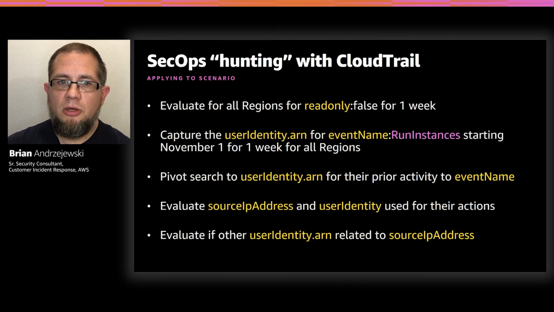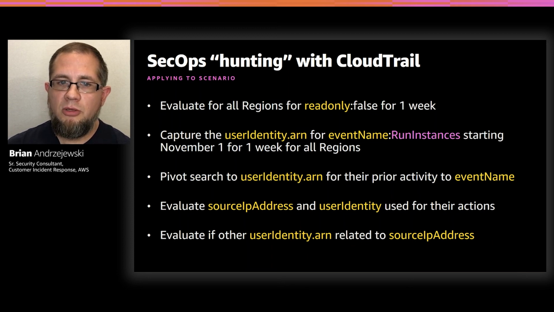Once we start doing that hunt, we evaluate all the regions for read-only false for one week. We know where the RunInstances occurred. We know where the GuardDuty event occurred. And now we start walking backwards and looking back at when this access key was first used. We're more concerned about whether there was additional reconnaissance performed or any other additional mutating actions against AWS services. Now that we have the user identity ARN, we're moving back at least a week.